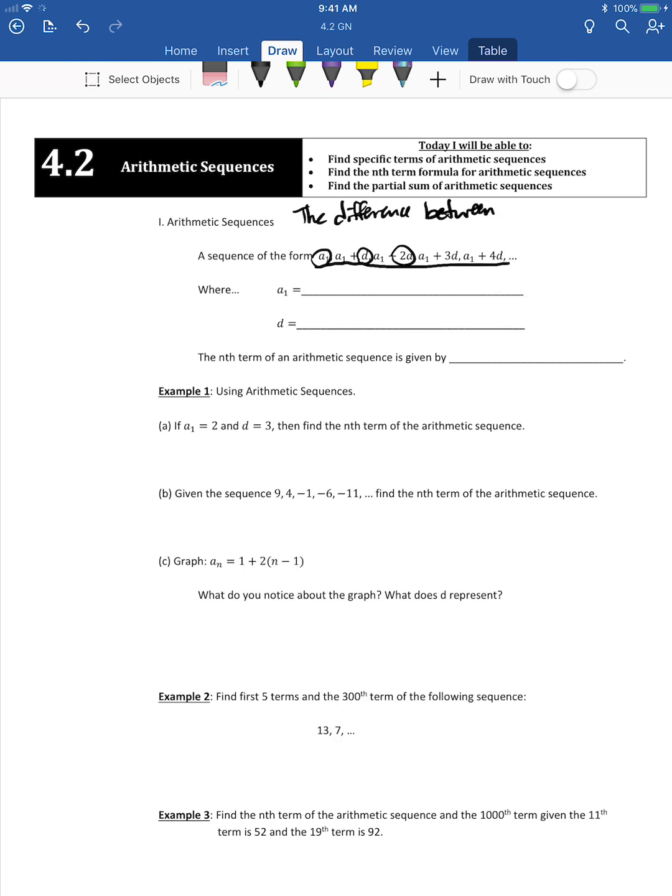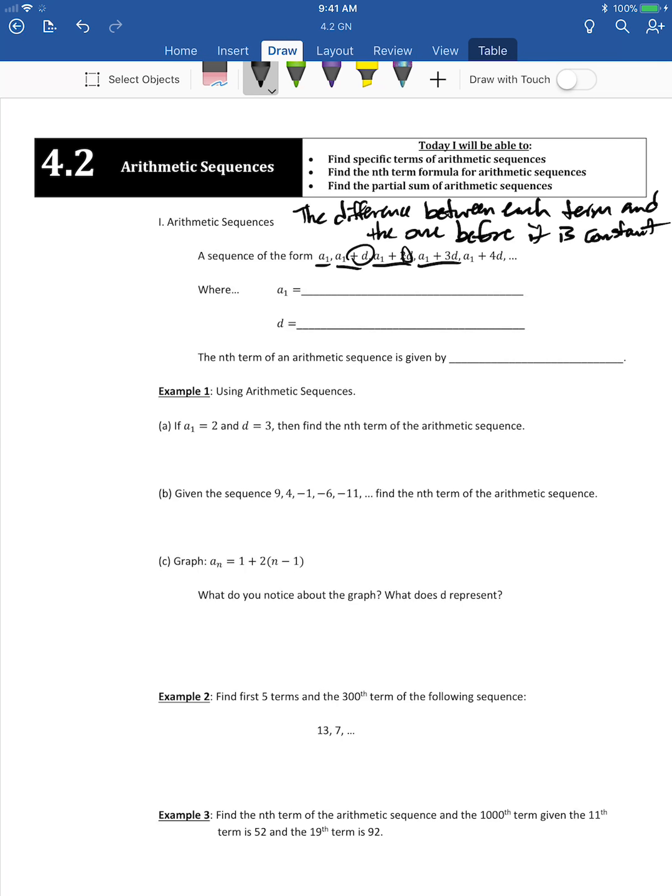between each term and the one before it is constant. So if I look at this sequence, and here I'll erase this so we can see more clearly, the difference between the first and second terms is d. The difference between the second and third terms is also d. We have plus d and plus 2d. Then the difference between the third and fourth terms is d, and so on.